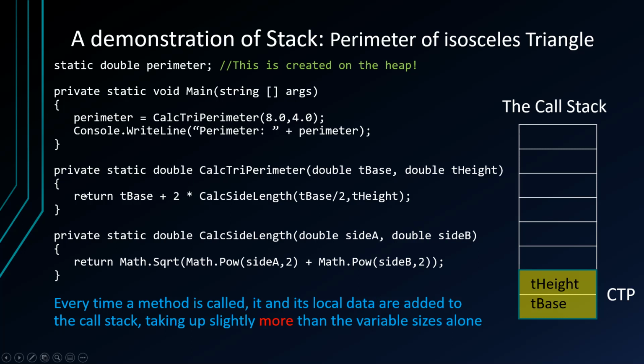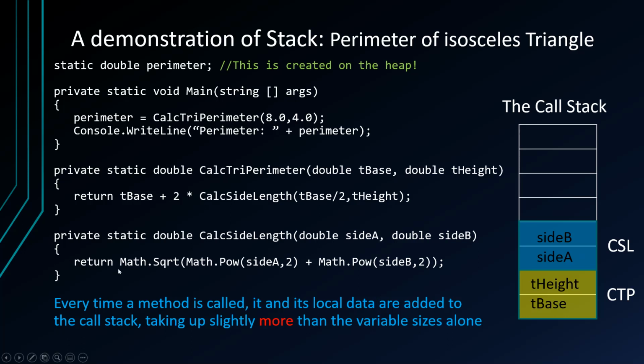As soon as we come in here, this is going to return a result, which is tbase, just a variable, plus 2 times, we don't know what calc_side_length is. So calc_side_length is another function call, and it now gets added to the stack as well. CTP hasn't ended yet. calc_side_length is now on top of it, so it gets handled first.